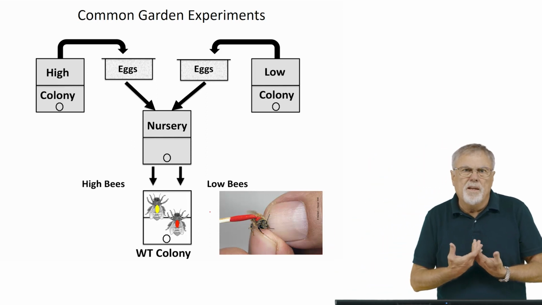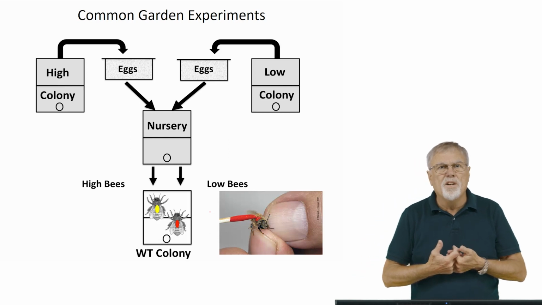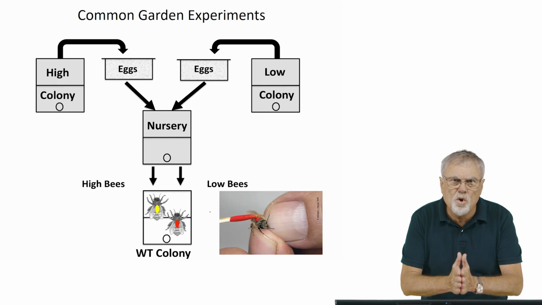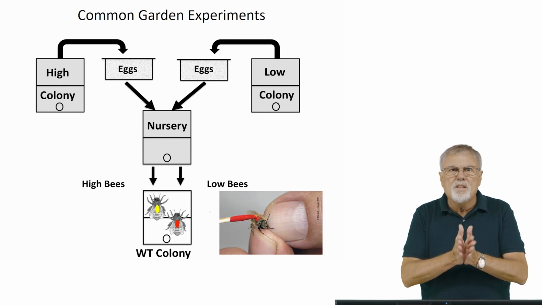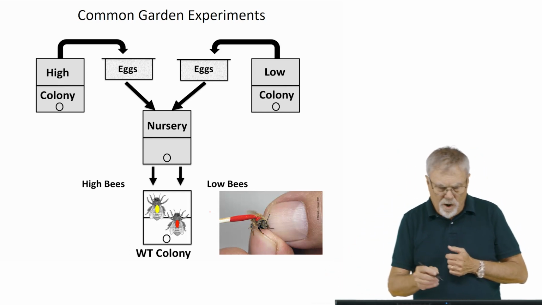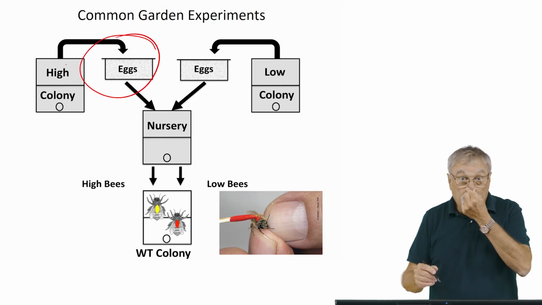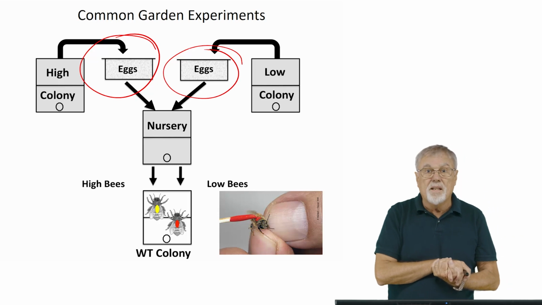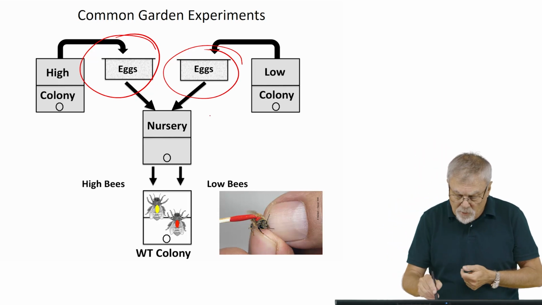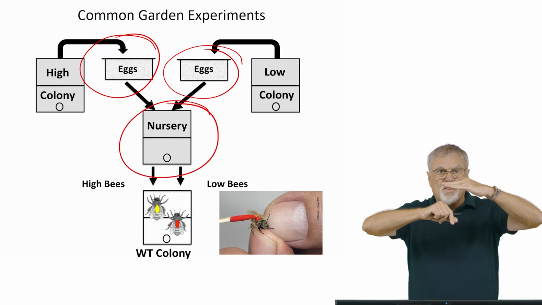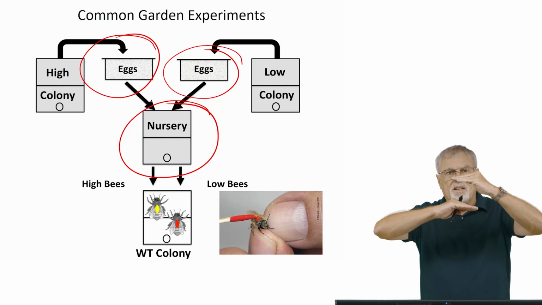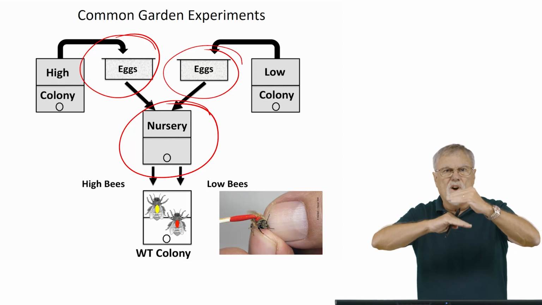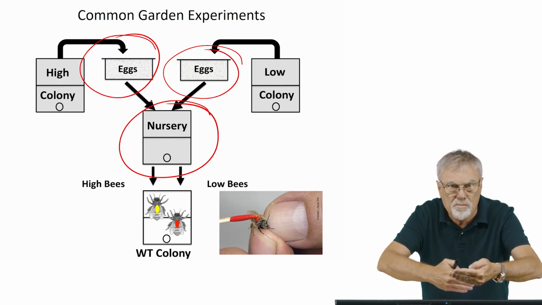To do this, we initiated what I call common garden experiments. Environment is important, so you need to control for the environment. So we took eggs laid by queens in high-strain colonies and eggs laid by queens in low-strain colonies, and we put them into a nursery. So the eggs and larvae were being raised in the same environment.